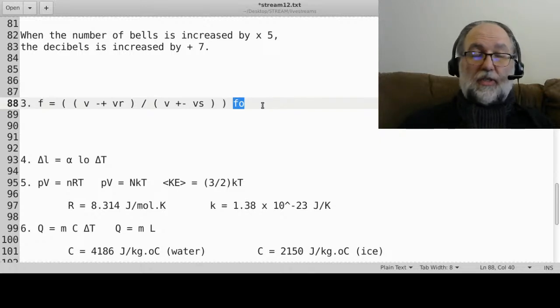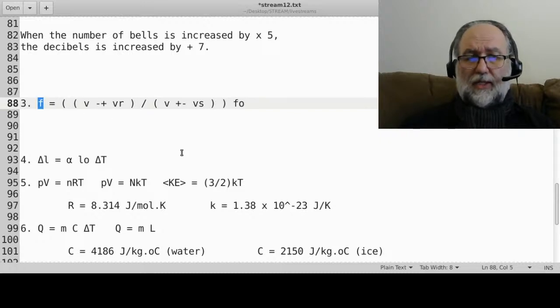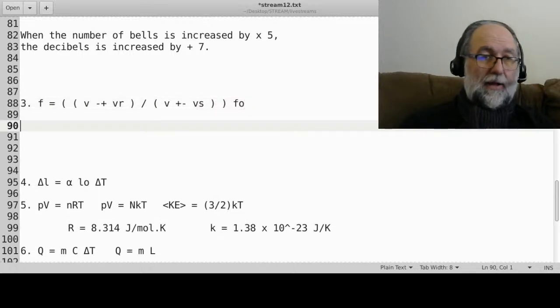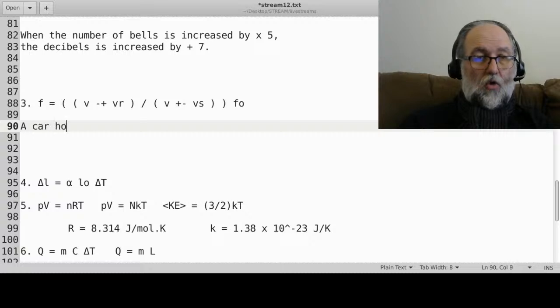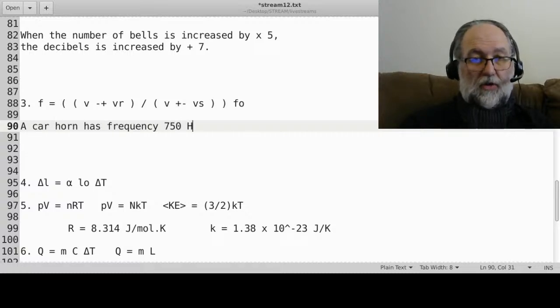But if either the source or the detector are moving, you actually hear a different frequency, and that's the frequency that's heard, F, like that, okay? And it depends whether the source is moving or the receiver is moving, okay? And so let me just do a couple of questions here. So let's say a car horn has a frequency 750 hertz, like that, when standing still.